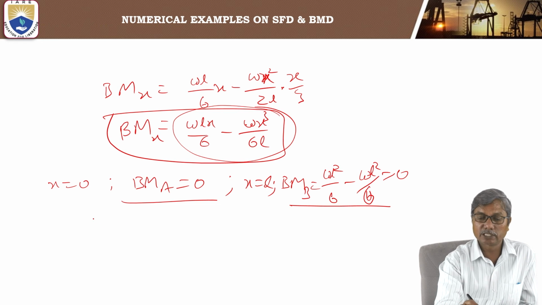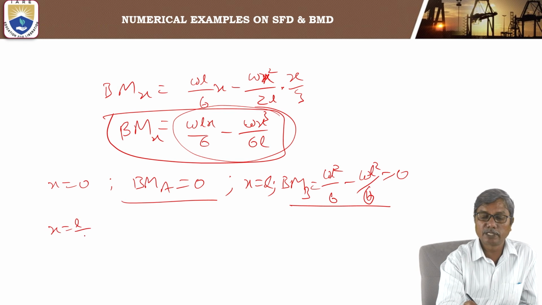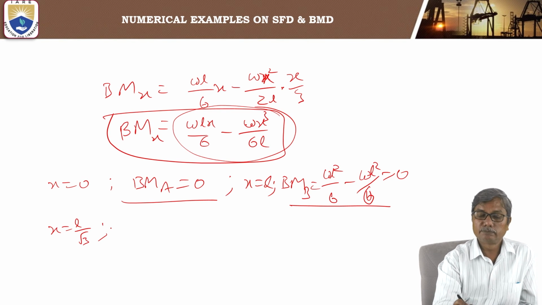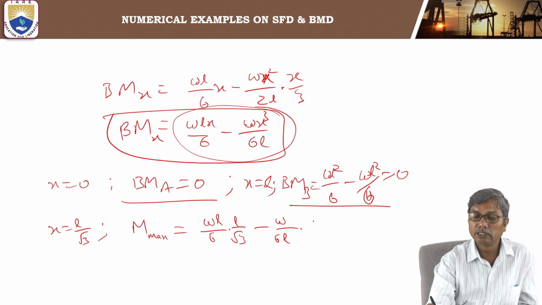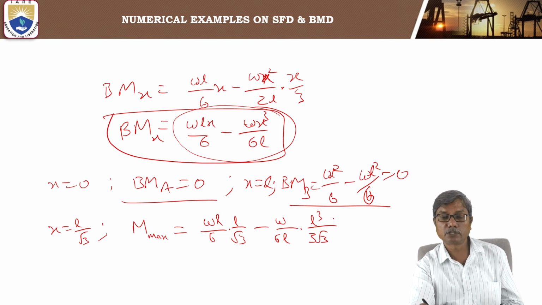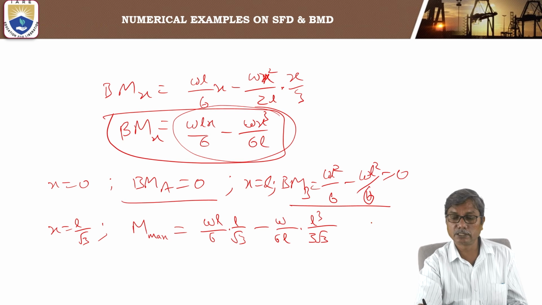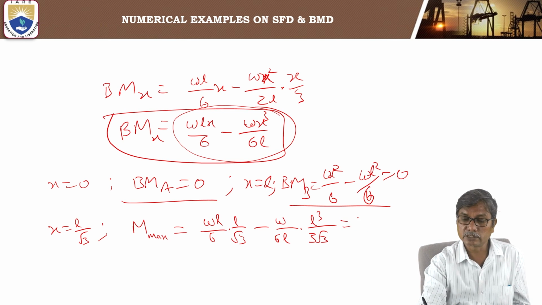And we know that at x equal to L by root 3, bending moment is maximum. Okay? And that maximum bending moment is given as WL by 6 into L by root 3 minus W by 6L into L cube by 3 root 3. Okay? L by root 3 to the power 3 is L cube by 3 root 3. So this is WL square by 6 root 3 minus WL square by 18 root 3.